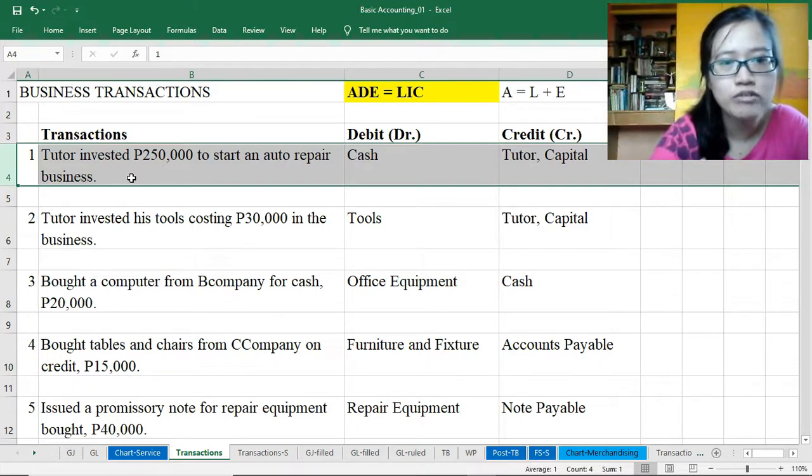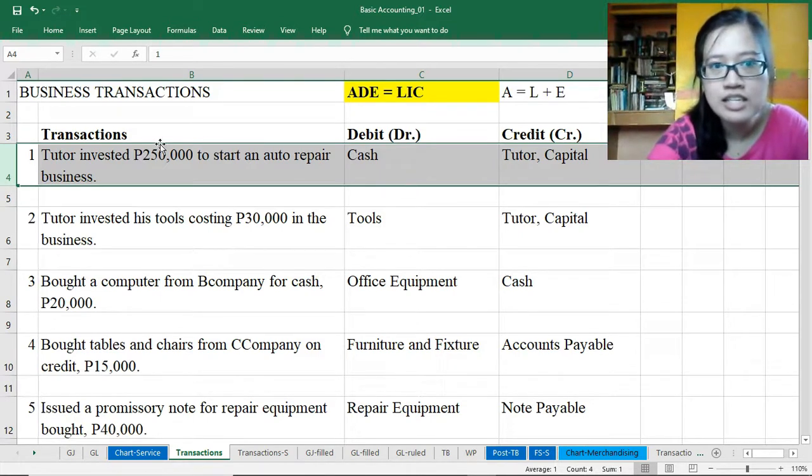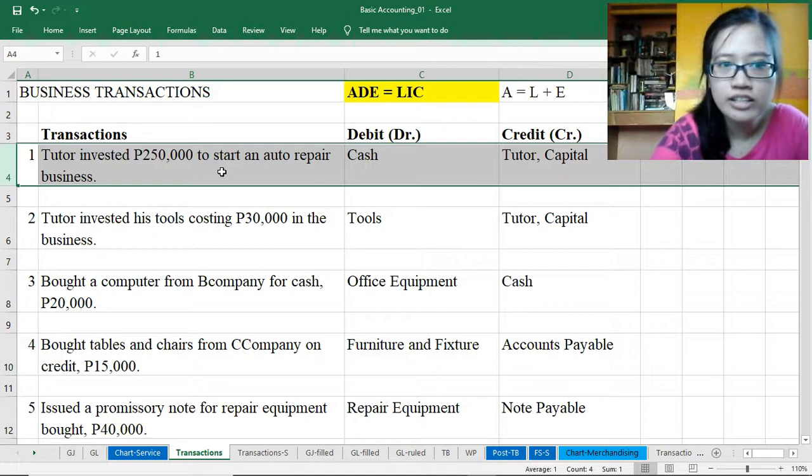Ano yung form of asset? So, 250,000 pesos in cash. So, yung particular account title na gagamitin natin ay cash. That's why yung debit natin dito is to the cash account. And then, for the credit, since ito ay investment or puhunan ng business owner, nilagay niya sa business, so ang ating credit account would be to capital.